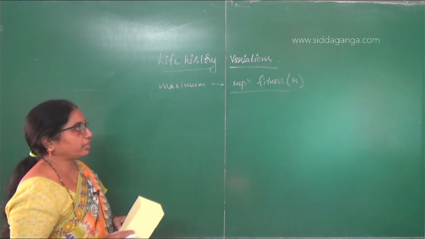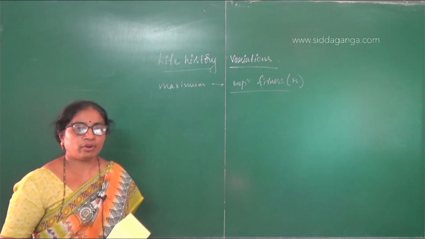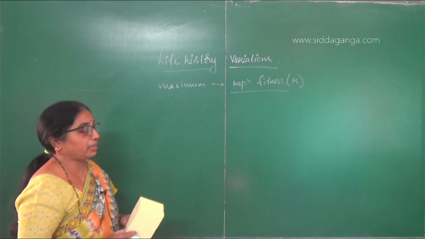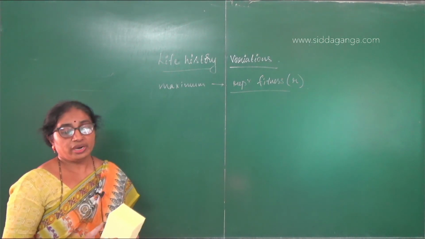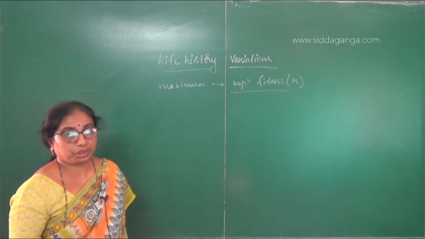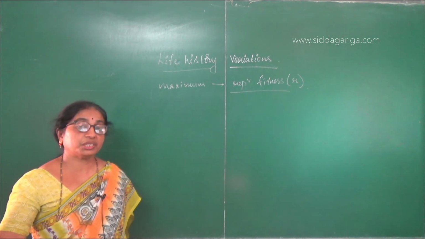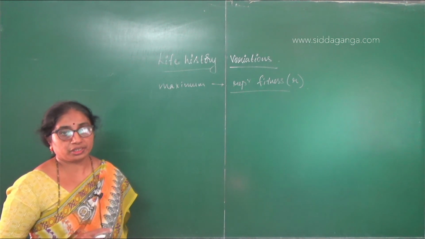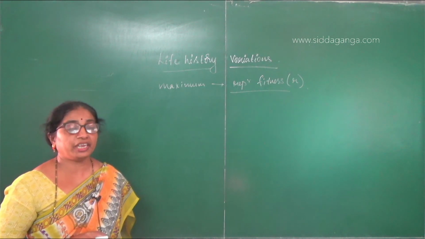And this reproductive fitness is nothing but the R value, which is calculated from the per capita birth rate and per capita death rate. So organisms have evolved different strategies. The organisms or the populations have various strategies to attain this reproductive fitness. So what are those strategies which we see in the various populations?